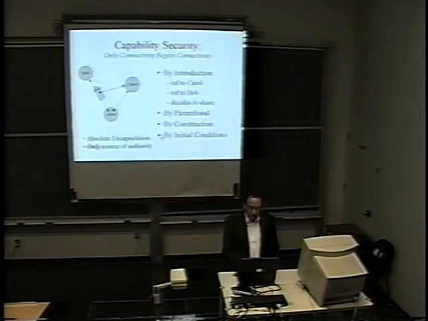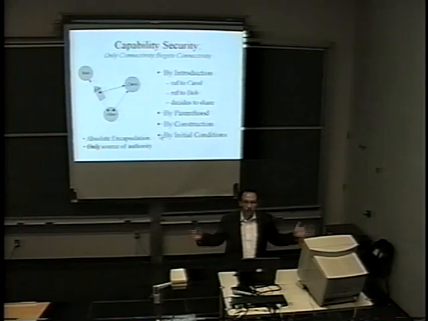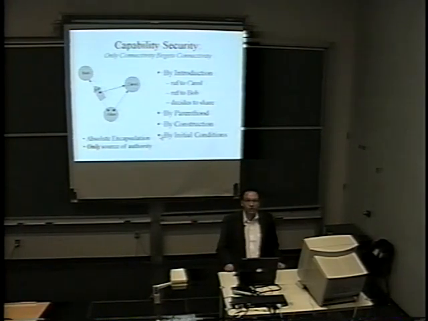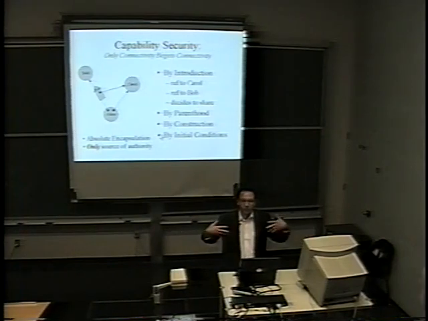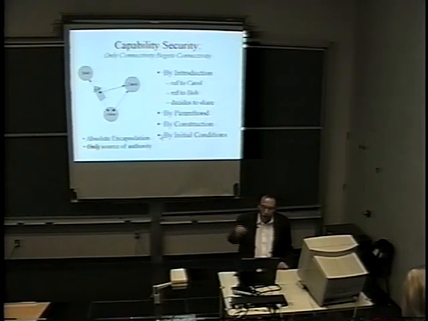And then finally, by initial conditions, that's where if nothing at all exists, it all comes into being simultaneously at T0, because that's the start of our analysis. At T0, there's some initial connectivity, some initial configuration, and everything proceeds forward from there. Okay. Those are all of the ways that connectivity happens.